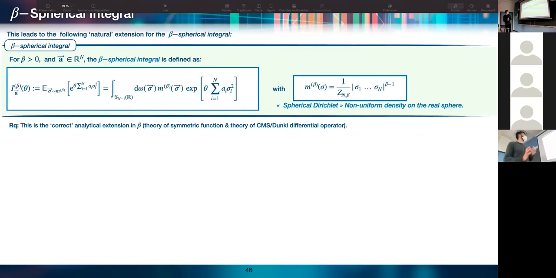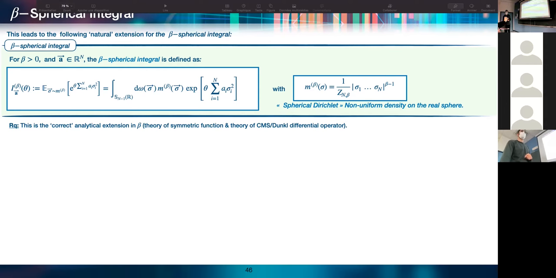Maybe this is not convincing enough for you, but what I argue is you can define the analytical continuation of this for any beta by taking the real sphere. And now you introduce what I call the spherical Dirichlet distribution. So you are not averaging uniformly over the sphere, but you privilege some directions depending on the parameter beta. For beta equal one, this is uniform. And when you increase beta, you are favoring configurations close to the basis of your coordinates, and otherwise configurations far from it.